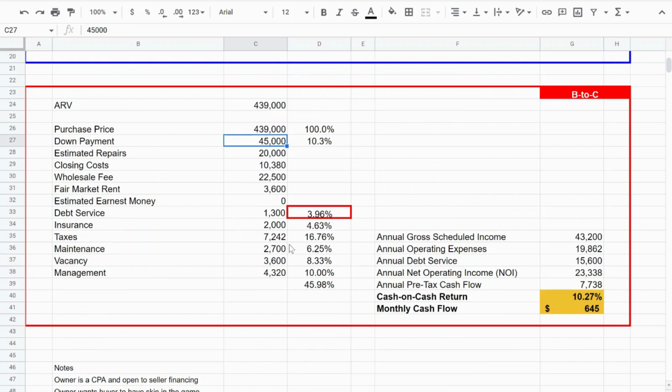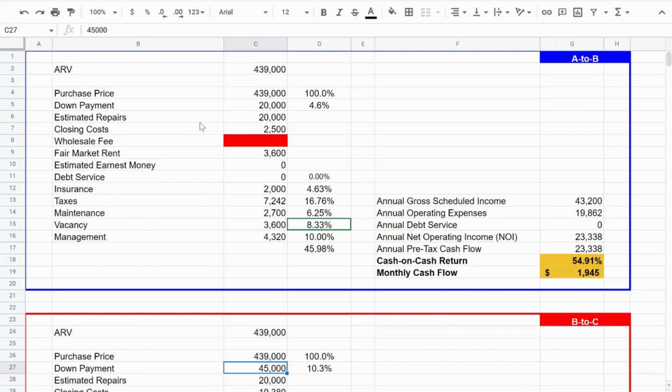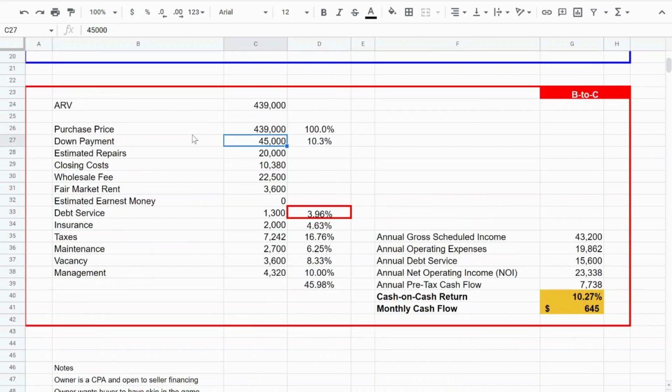So first, let me just say that I typically work these deals from the back forward. So I look at how the deal looks from the standpoint of the investor, and then I can play around with what price I need to buy it from the seller. So let's start with the B to C in mind, and let's play around with some of the numbers.